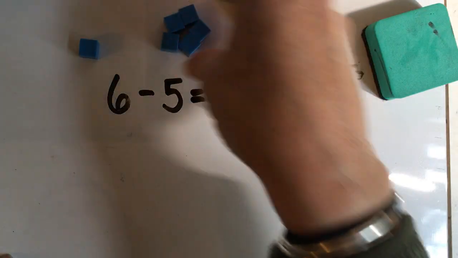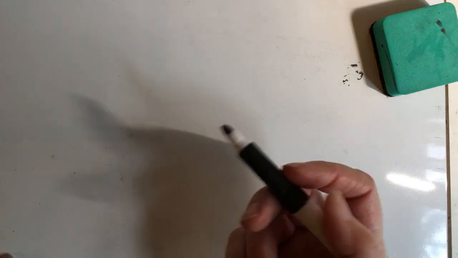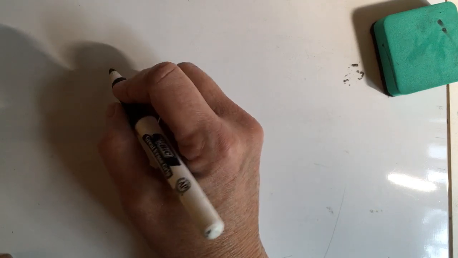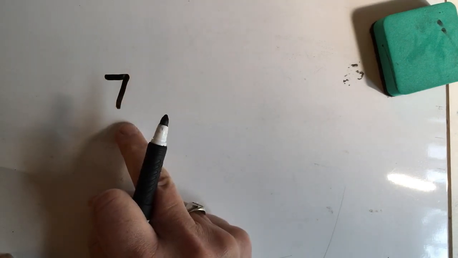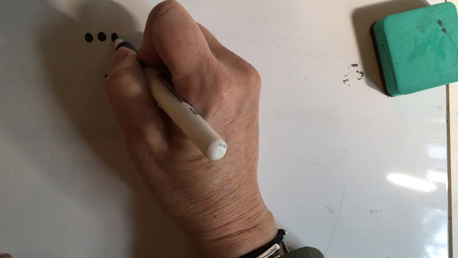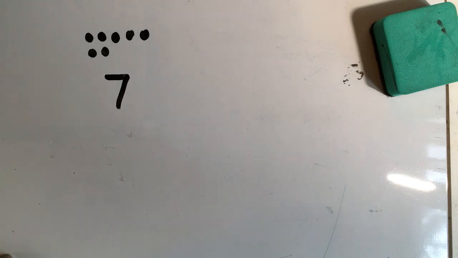Now, what if I didn't have these little counters? What if I wanted to solve a subtraction problem with a picture? What's the easiest way for me to solve it with a picture? So I'm going to write a subtraction sentence right here. I'm going to start with 7 as my whole. So I'm going to go ahead and draw seven dots. Notice how I organized my dots? What does that remind you of? Yeah, it reminds you of our 10 frame.